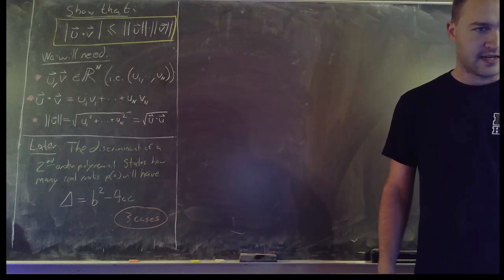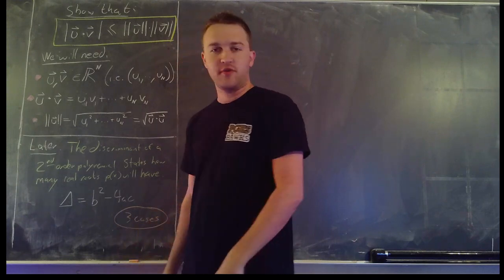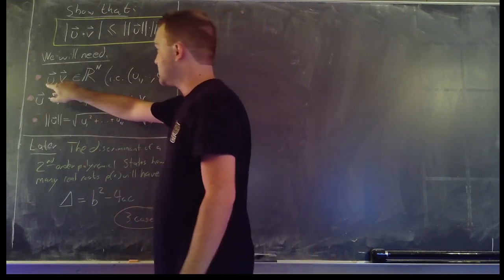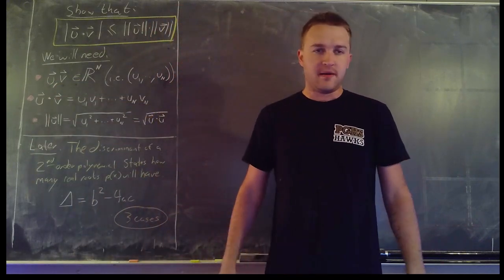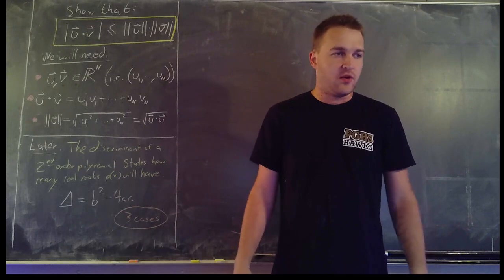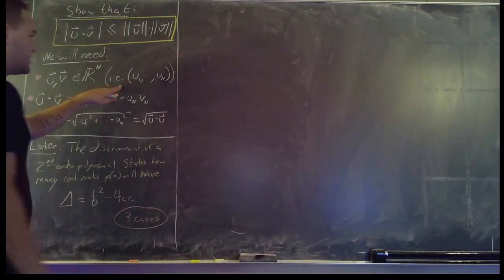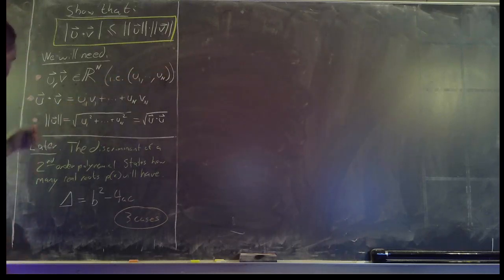We're going to need a couple of things before we can start with the proof of this statement. First, this proof works over vectors in real space, so u and v are in some real dimension: R2, R3, R4, something like that. In other words, these run u1, u2, u3, all the way up to un.